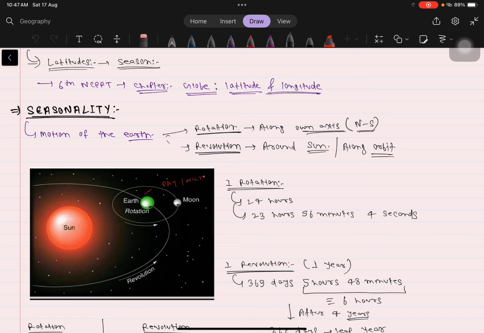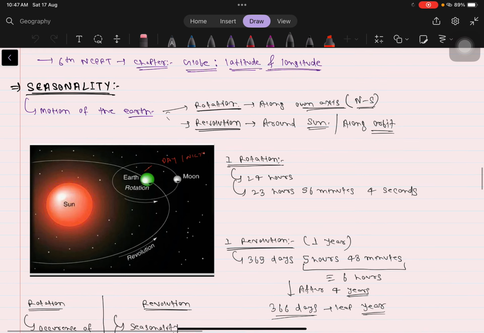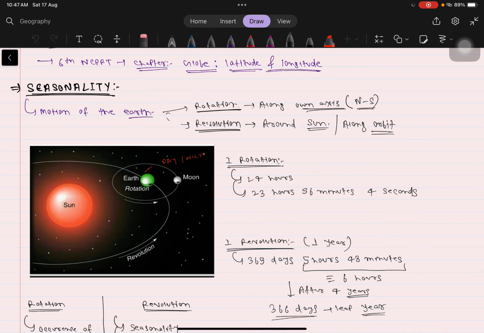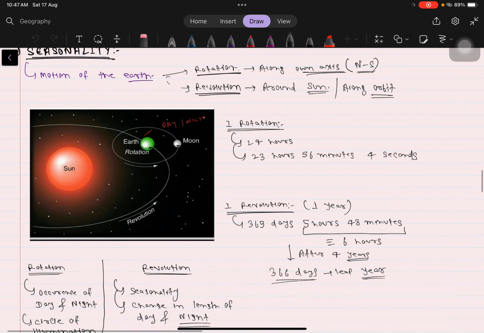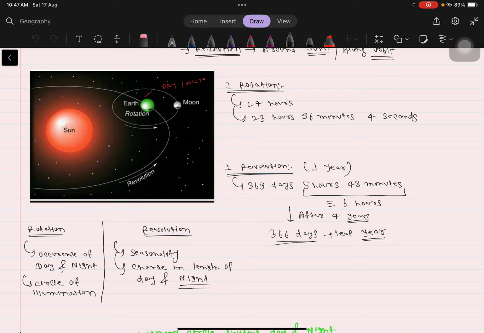And one revolution of Earth along the orbit around the sun is actually 365 days 5 hours and 48 minutes, that is roughly 365 days and 6 hours. So after every 4 years there is a leap year of 366 days. Rotation is the reason for the occurrence of day and night and the circle of illumination. Seasonality, let's see.